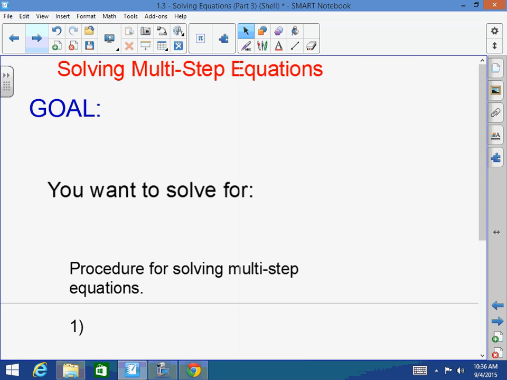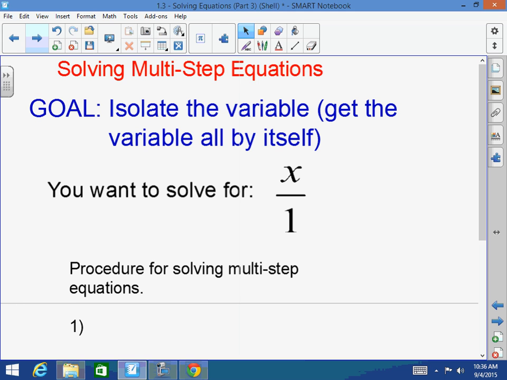Okay. Now, multi-step equations, same thing here. The goal is the same. We're solving for x. You want to get the variable all by itself. You want to isolate that variable. Now, in multi-steps, guys, these are the most complicated of all. Hence, there's multi-steps. Sometimes you'll have 3 steps. I've seen equations where you have 7 steps. It really all depends on the equation. But as long as you follow these procedures, you're going to be able to figure all of them out.